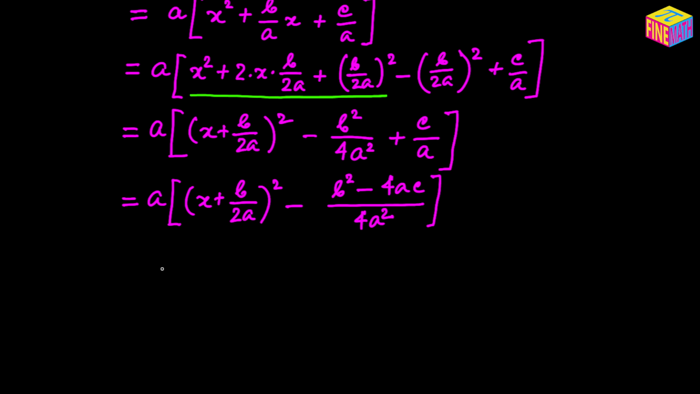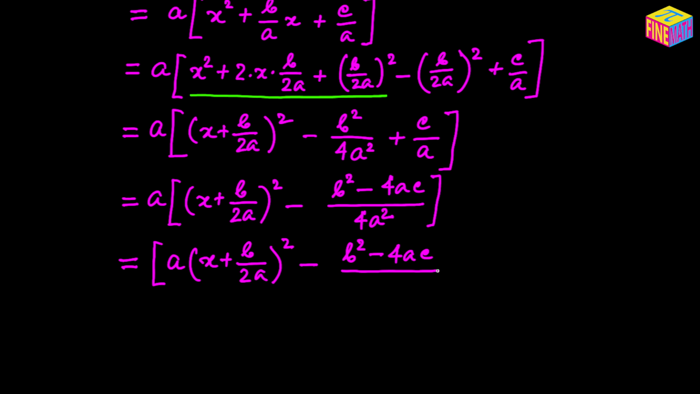Now from here we can say, okay, let's bring a inside the bracket. So it would be a times (x plus b by 2a) whole square minus, for the second piece here, you see we have b square minus 4ac, and we have 4a square down below.